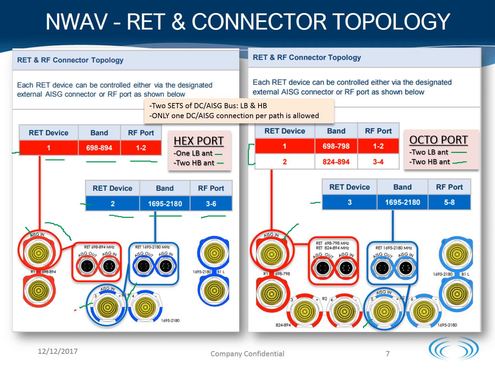Also note that the DC and AISG bus on each antenna are not internally tied between the low band and the high band sets. They are individual, so if you need to daisy chain, you must tie them together.